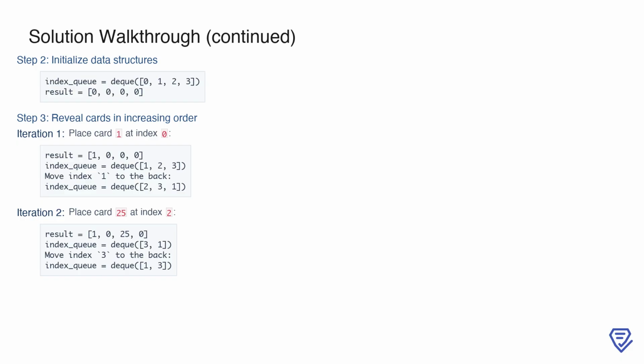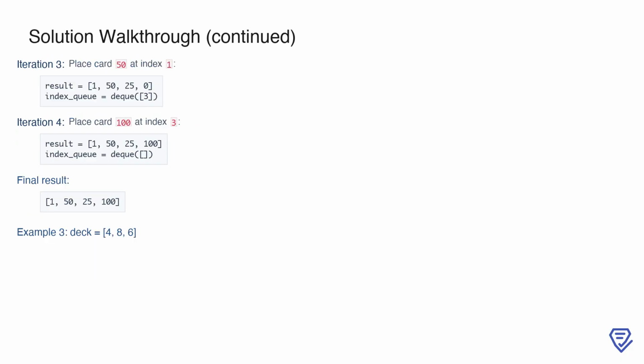For the first iteration, card 1 is placed at index 0, updating the result array to 1, 0, 0, 0. The index_q becomes deque 1, 2, 3, and index 1 is moved to the back, resulting in deque 2, 3, 1. In the second iteration, card 25 is placed at index 2, updating the result array to 1, 0, 25, 0. The index_q updates to deque 3, 1, and moving index 3 to the back makes index_q deque 1, 3.